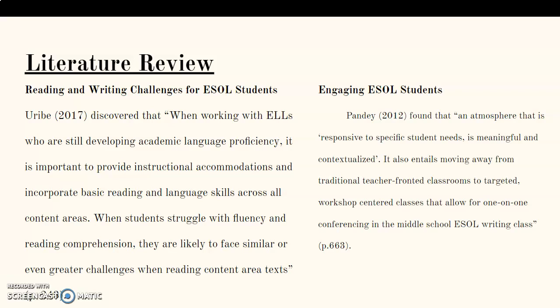Well, being that I'm in the elementary school setting, I was able to do that in a small group setting and get away from the teacher-fronted classroom and be able to engage those students by using the teaching strategy of key sentence frame.